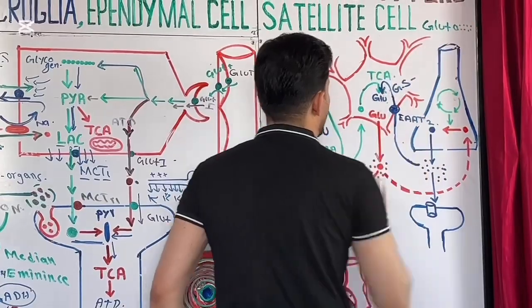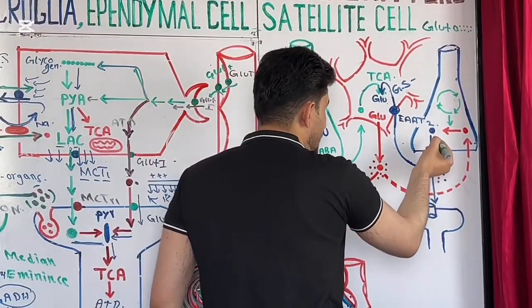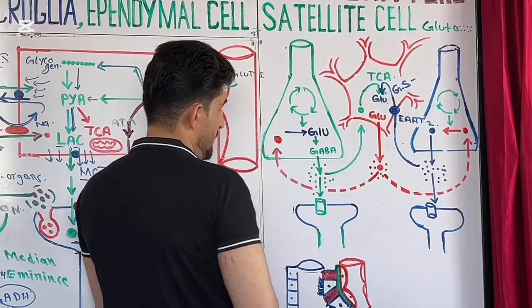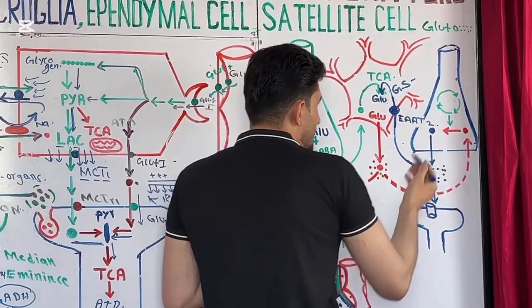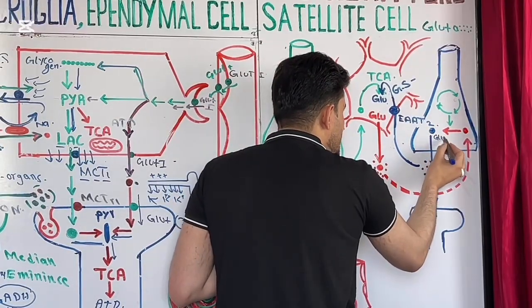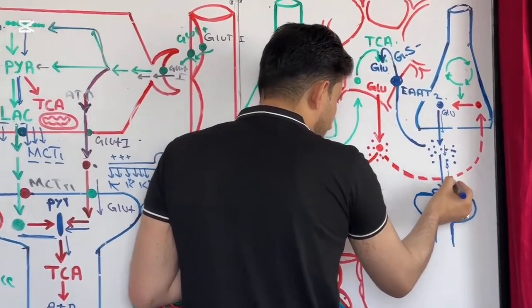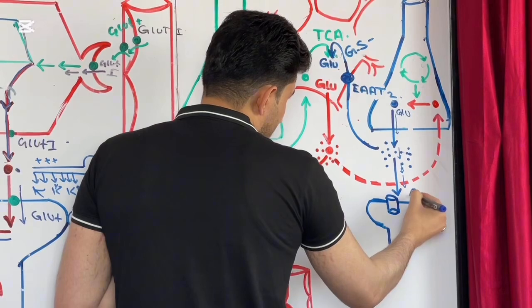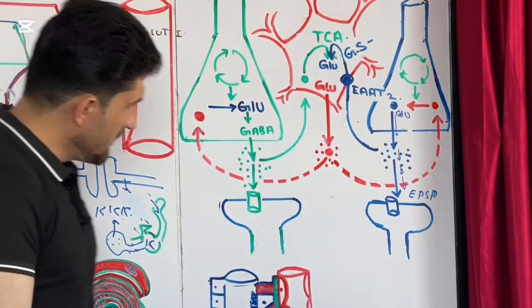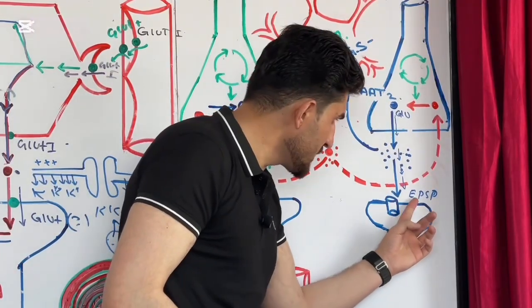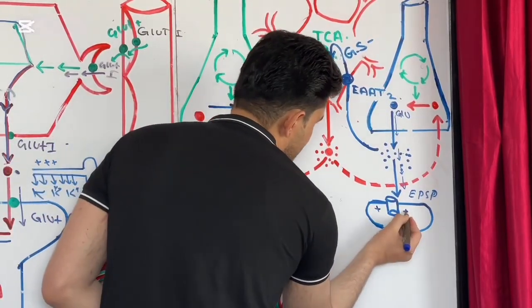Okay, we have talked about this. This neuron, firstly, it will release glutamate. This glutamate, when it releases glutamate, has an EPSP action on this postsynaptic membrane, excitatory postsynaptic potential action on this postsynaptic membrane, and it will stimulate this postsynaptic neuron.